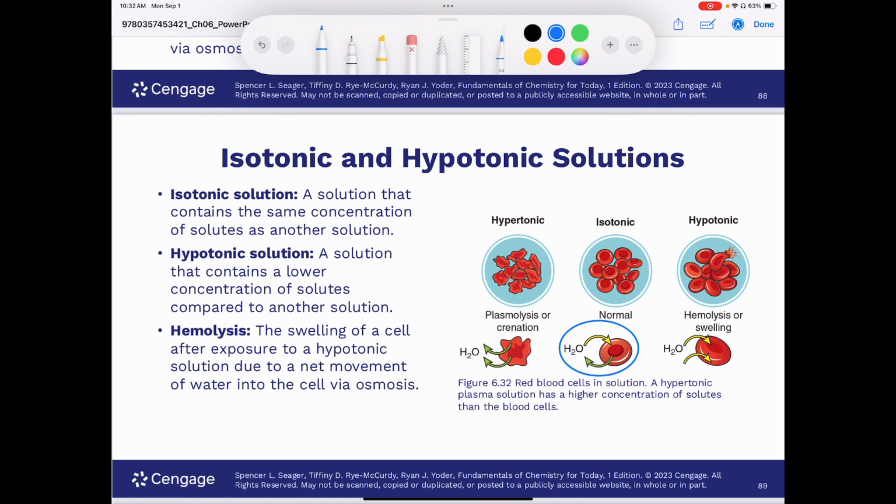A hypotonic plasma solution has a lower solute concentration than the inside of the red blood cell. In this case, the osmotic pressure is greater outside the cell, causing an overall net flow of water into the cell. As a result, the red blood cell swells, or in extreme cases, undergoes hemolysis, which means it bursts.